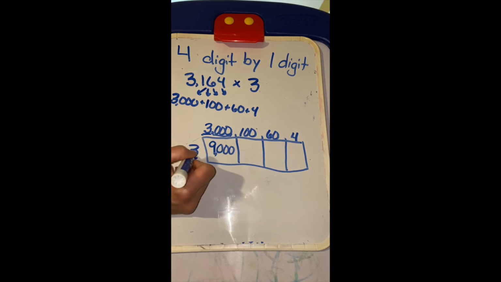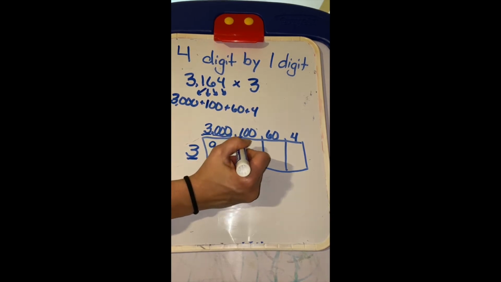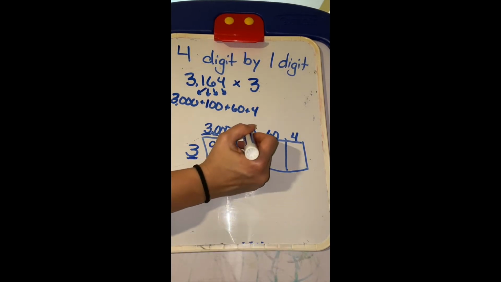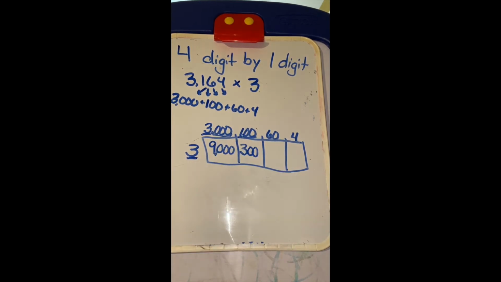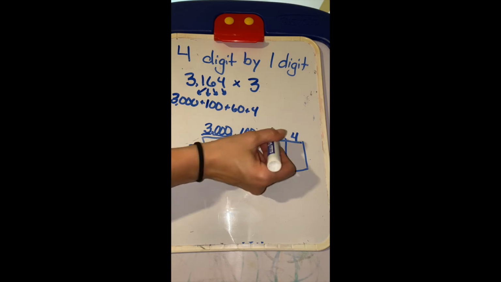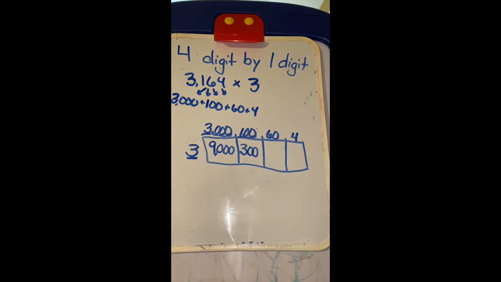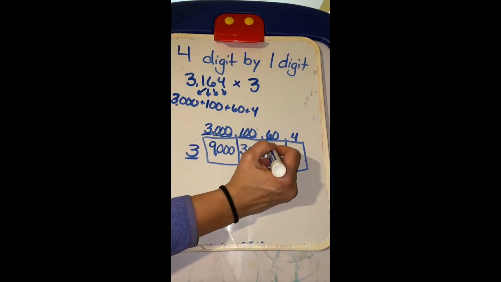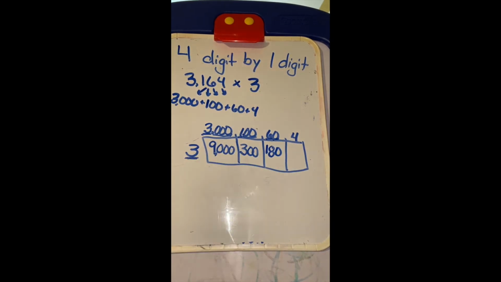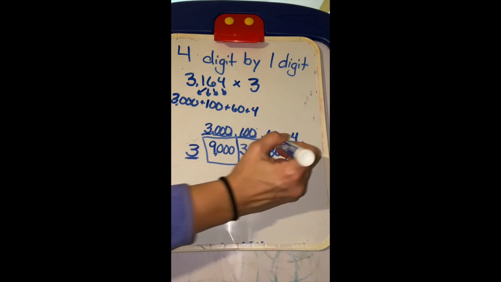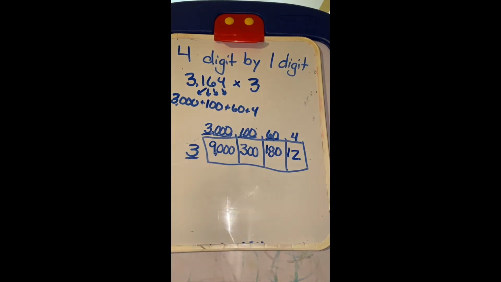3 times 100, 3 times 1 is 3. And then I drop my 2 zeros I didn't use. So 3 times 100 is 300. Then I have 3 times 60. Ooh, still another big number. I'm going to multiply 3 times 6 because I know that is 18. And then I need to drop the 0 I didn't use. Then I have 3 times 4. 3 times 4 is 12.